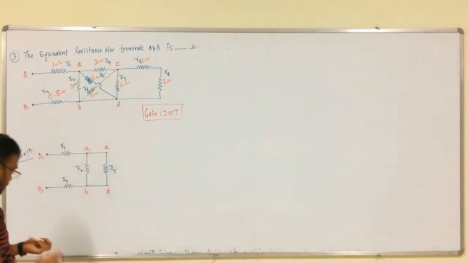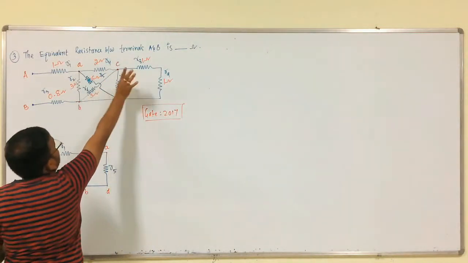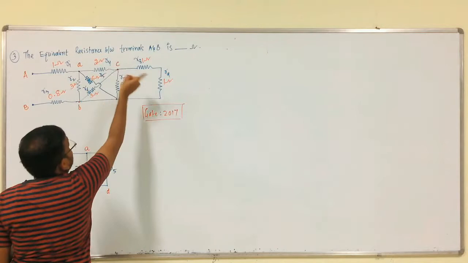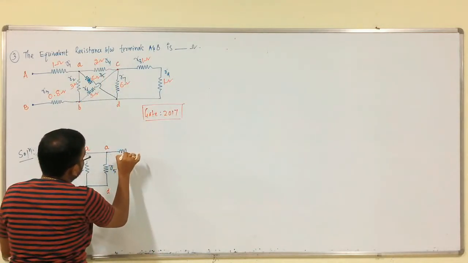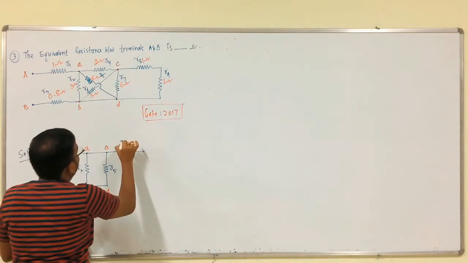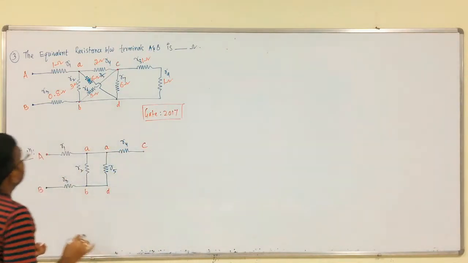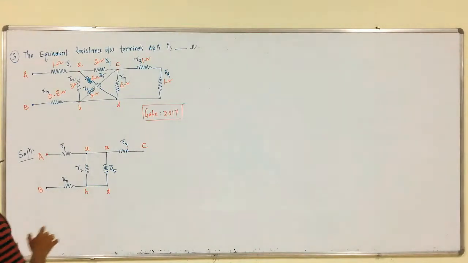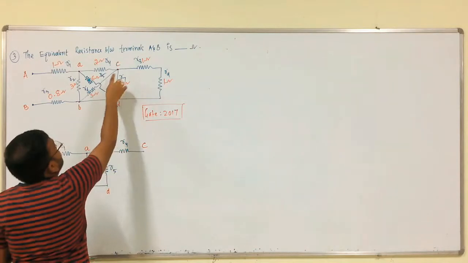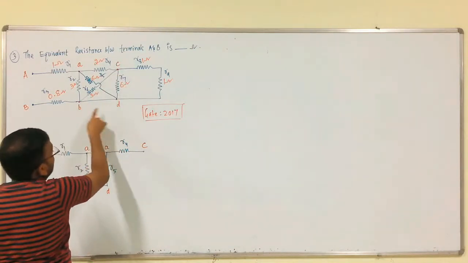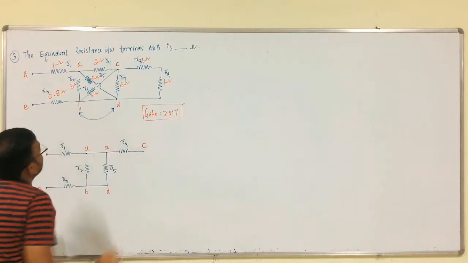Clear? Next, after this A we have only C, that is after this branch. This is R4, this is the point C, clear. Then this 3 ohm branch is connected between C and B. We all know that B is equal to D.